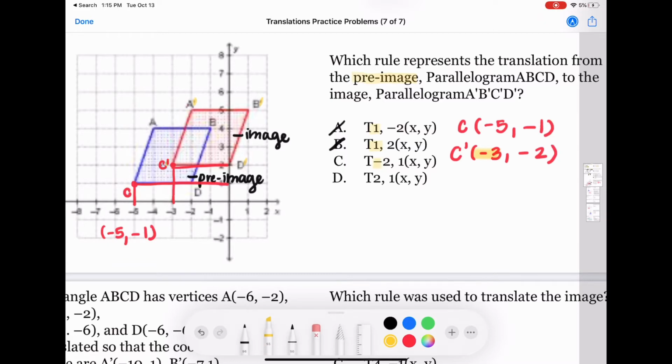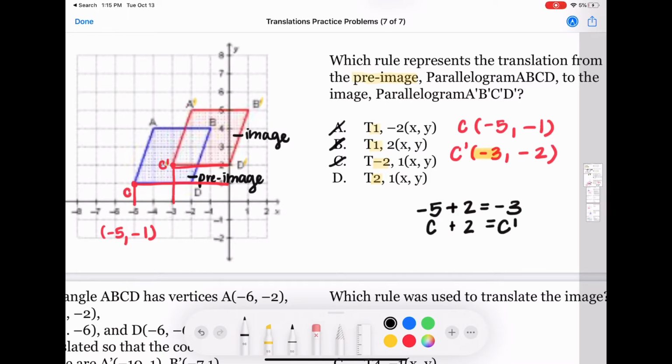C states that we have subtracted 2 from -5. -5 minus 2 is equal to -7. Once again, we have not identified -3. Answer choice D states that we have added 2 to -5 to get -3. Well, if we have -5 and we add 2, we do in fact get -3. Therefore, we take our C, we add 2, and that gives us our C prime vertex.